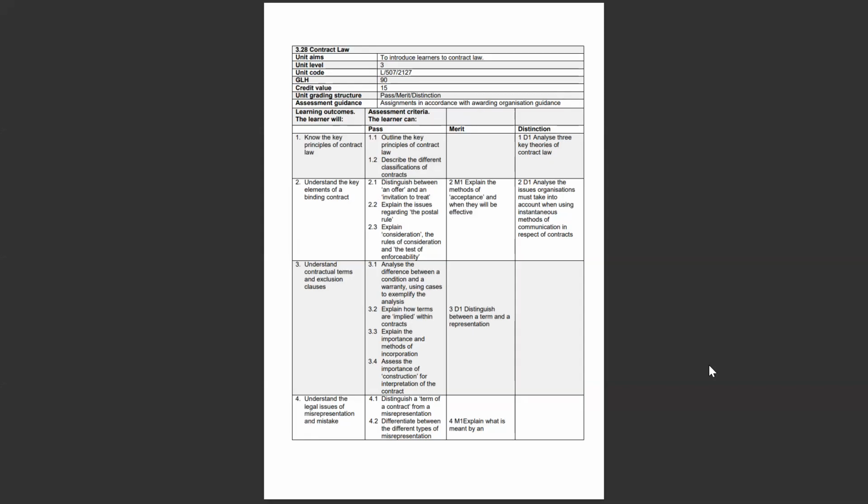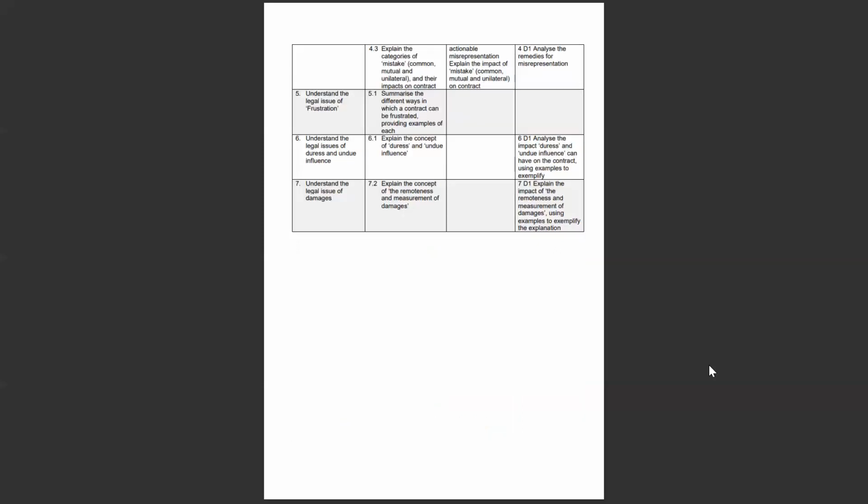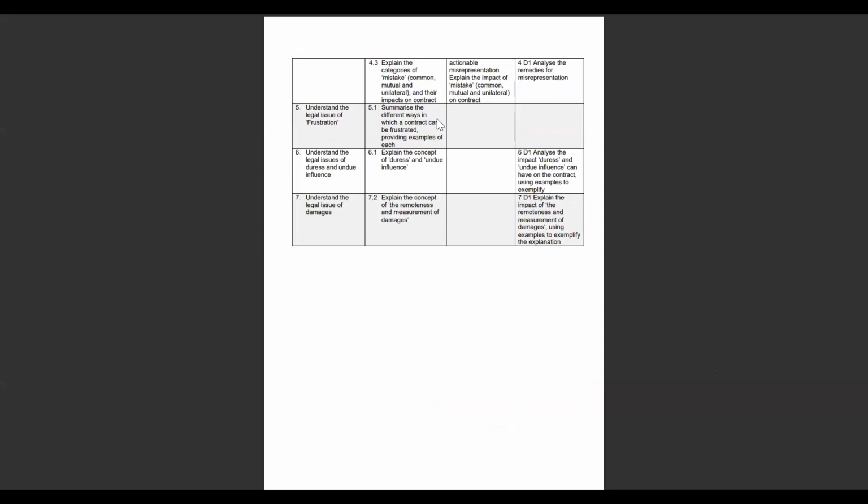To look at learning outcome 4, we need to look at understanding the legal issues of misrepresentation and mistake. To gain a pass mark, you need to look at 4.1, distinguish a term of a contract from a misrepresentation, and then 4.2 to differentiate between the different types of misrepresentation. To gain the merit extension activity, we need to explain what is meant by an actionable misrepresentation, and 4.3 to explain the categories of common mistake, mutual mistake, unilateral mistake, and their impacts on contract.